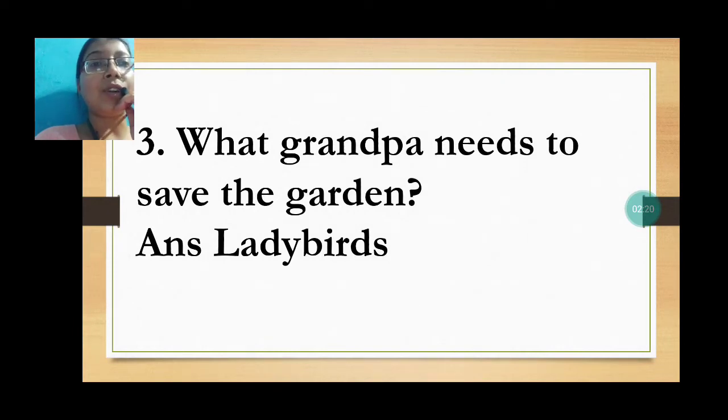Number 3. What does Grandpa need to save the garden? At that time when the garden was dying, Grandpa was very worried and he needed something to save the garden. Do you know what? Ladybirds. Ladybirds are orange and red in color, small round insects, and black spots are on the body of ladybirds. So what does Grandpa need to save the garden? Ladybirds. L-A-D-Y, lady. B-I-R-D-S, birds.